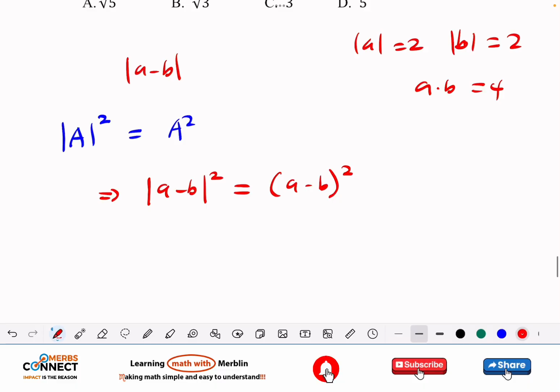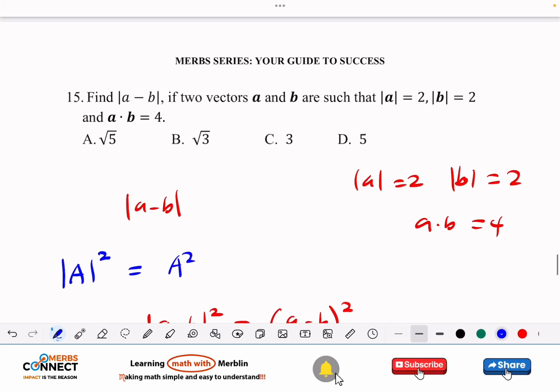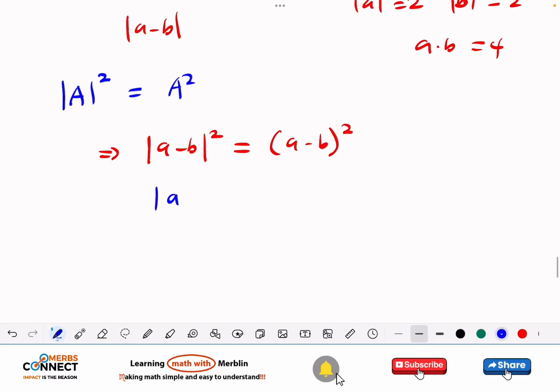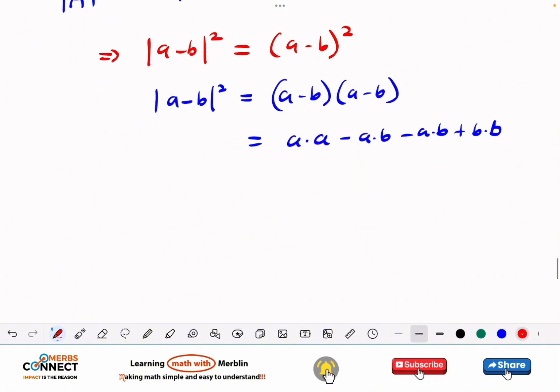Good. Then what can we do here? Now we can write this magnitude squared to be equal to A minus B dot A minus B. So expanding this is going to give us A dot A, minus A dot B, minus another A dot B, plus B dot B. So A dot A is the same as A squared, minus 2A dot B, plus B squared.